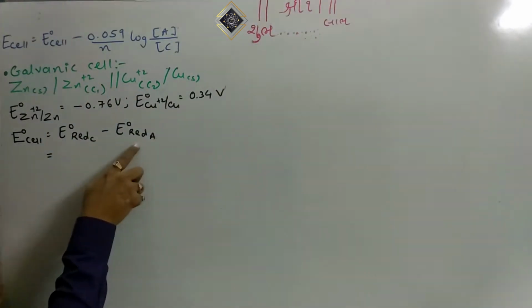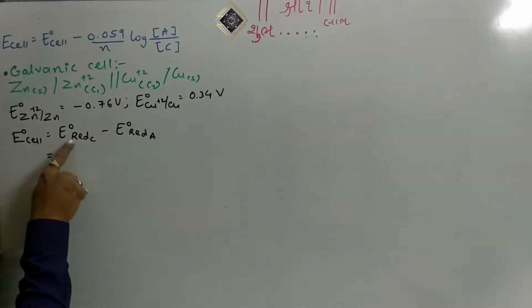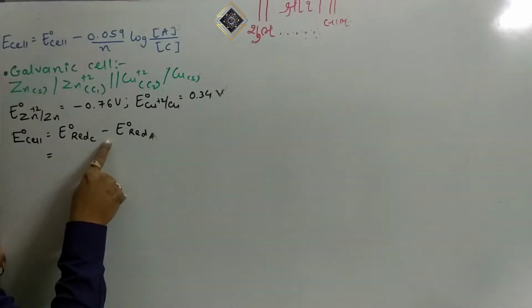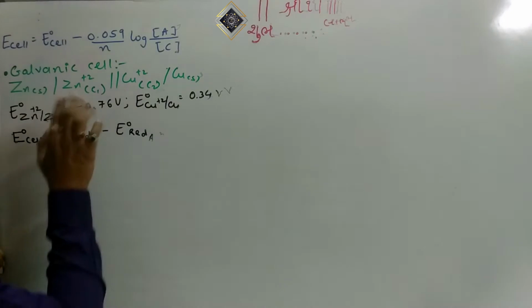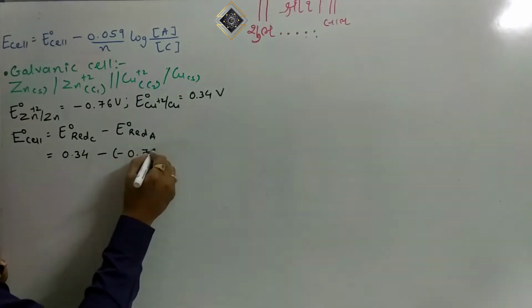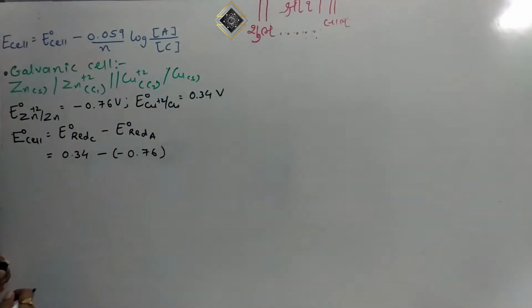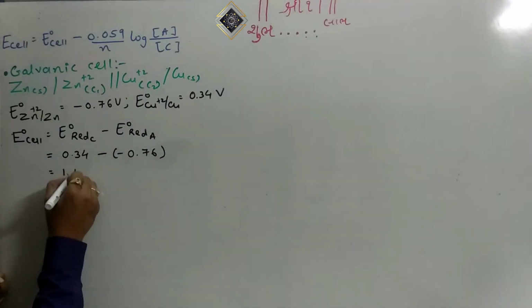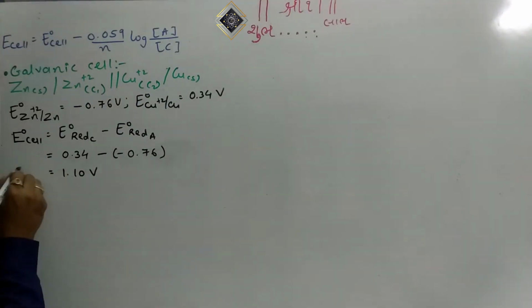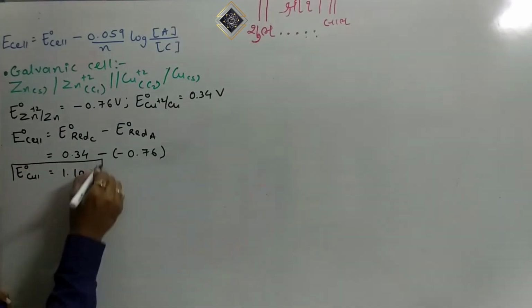So cathode minus anode, that is in the form of reduction. The formula we have is E0 cell equal to E0 reduction of cathode minus E0 reduction of anode. Copper half cell is the cathode, so its potential is 0.34 volt, minus 0.76 volt for anode. Okay, so the answer of E0 cell is 1.10 volt. That is your E0 cell, standard cell potential of the given cell.